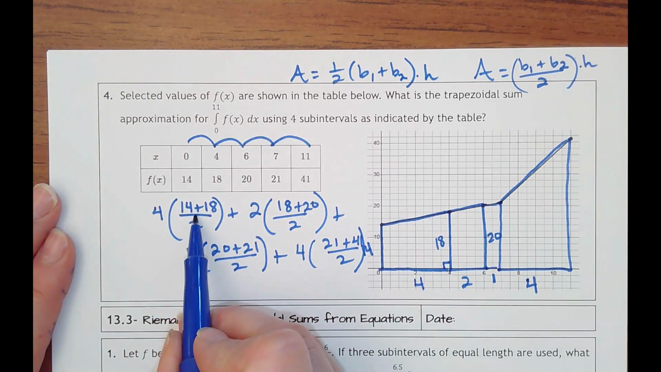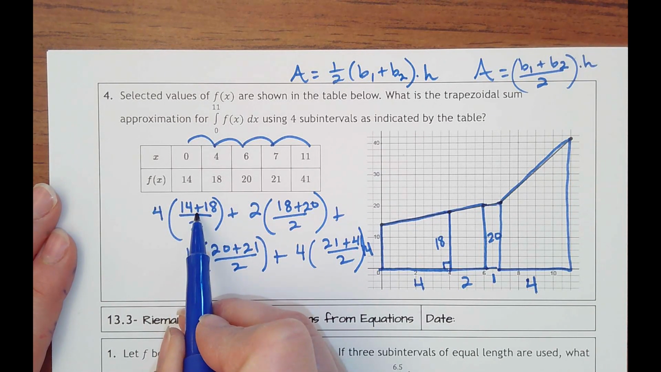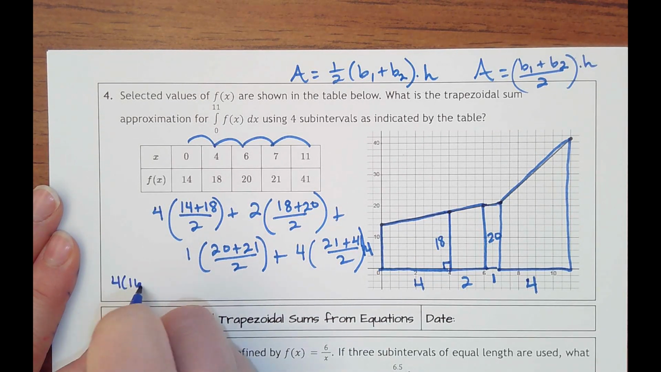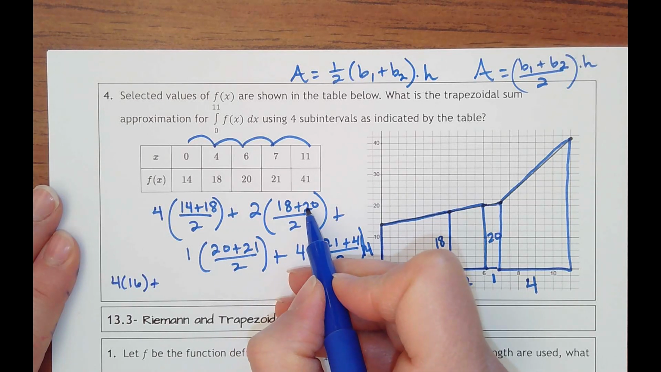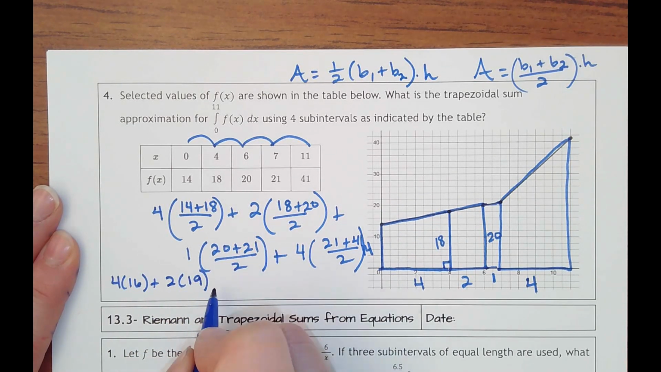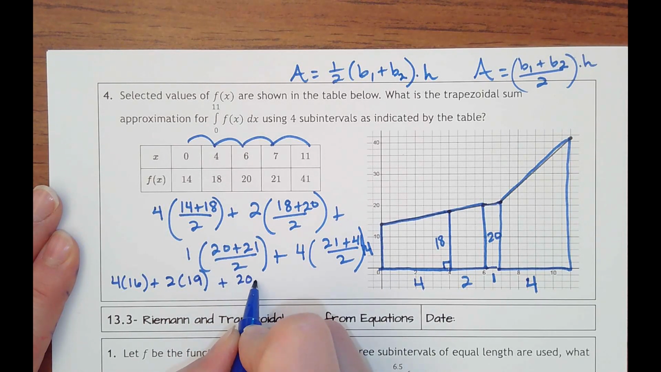Since this is an average, I can do some of this in my head. What number would be right between 14 and 18? Would be 16. So this should be 4 times 16. What number is right between 18 and 20? That would be 19. What's right between 20 and 21? Would be 20.5. And then times 1 isn't going to change it.